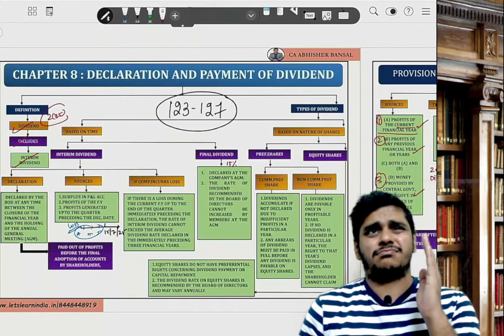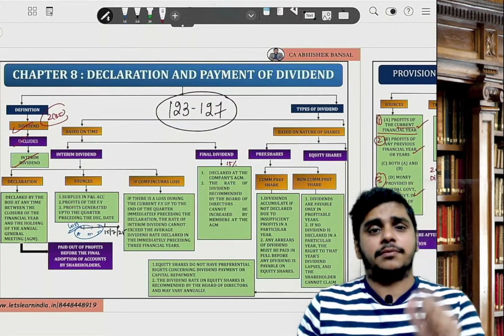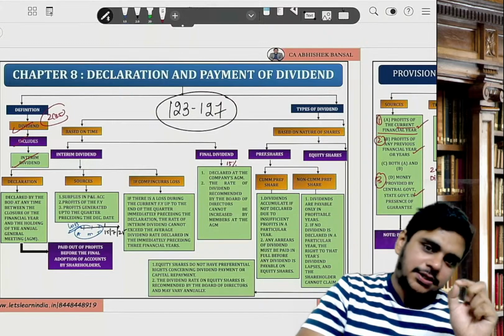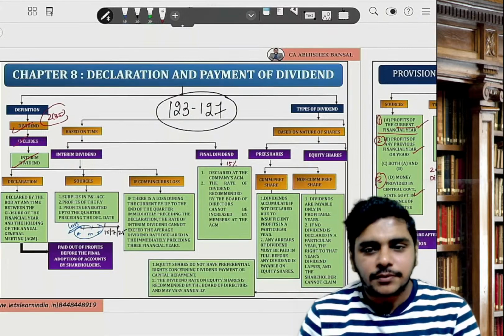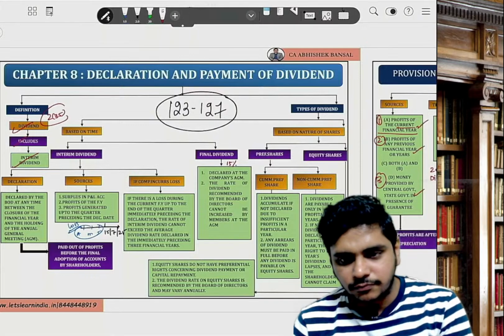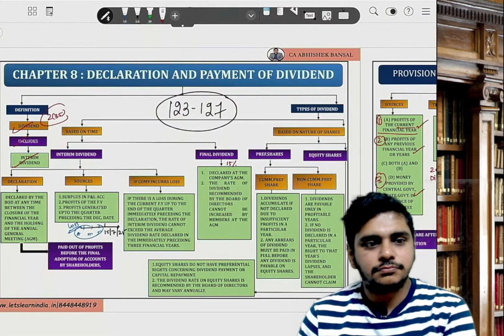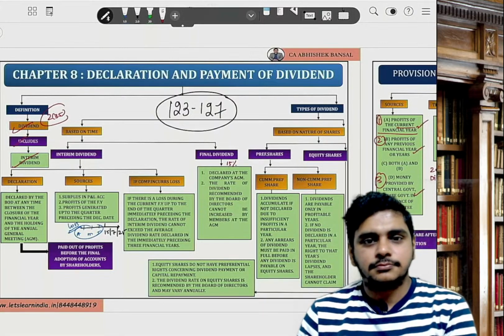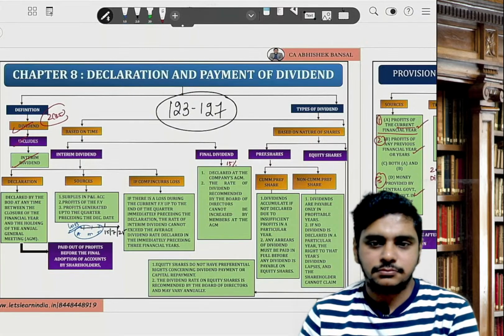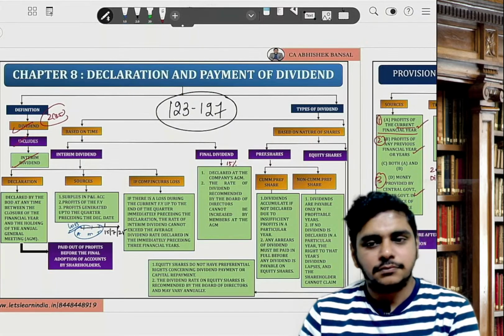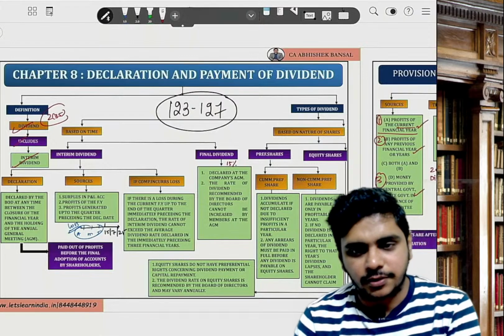Now, can somebody tell me about small company? Dash type of company can never be a small company. Please write in the chat, all those people who have come live. Dash type of company can never be a small company.